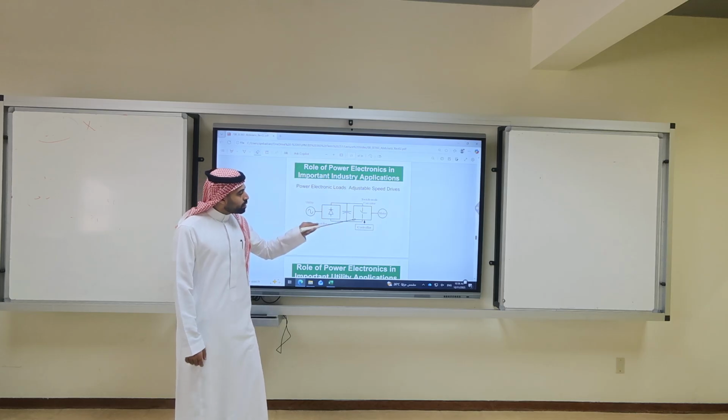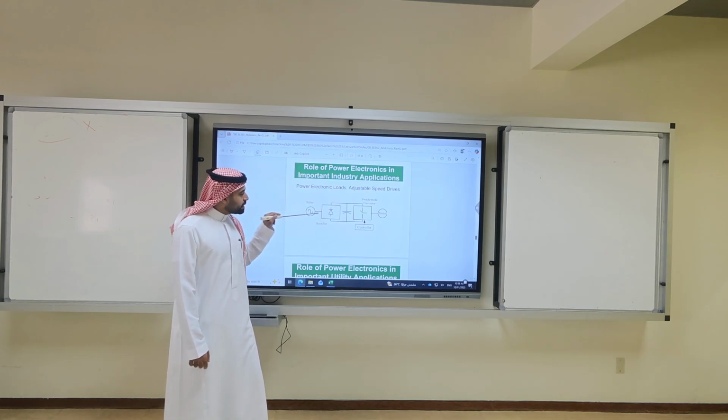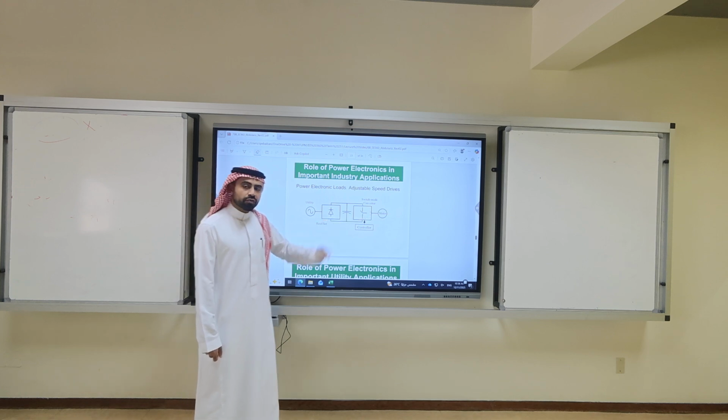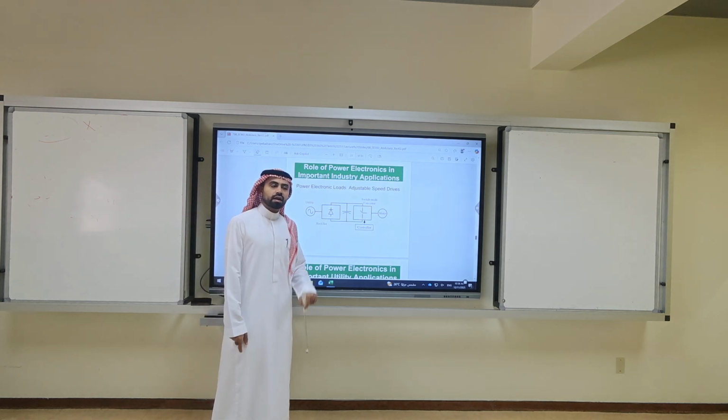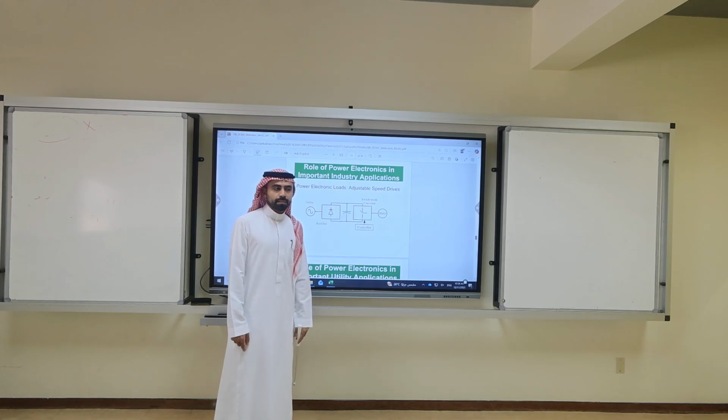So I control the AC signal to control the speed of the motor. Either I change the frequency or I change the voltage. Clear?